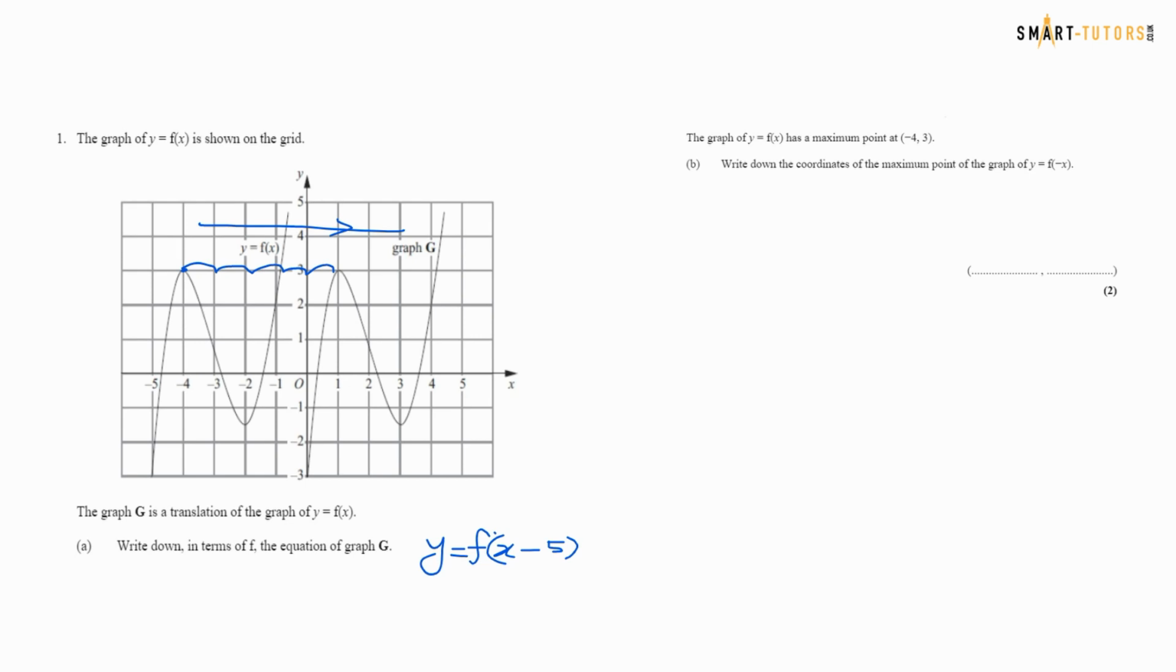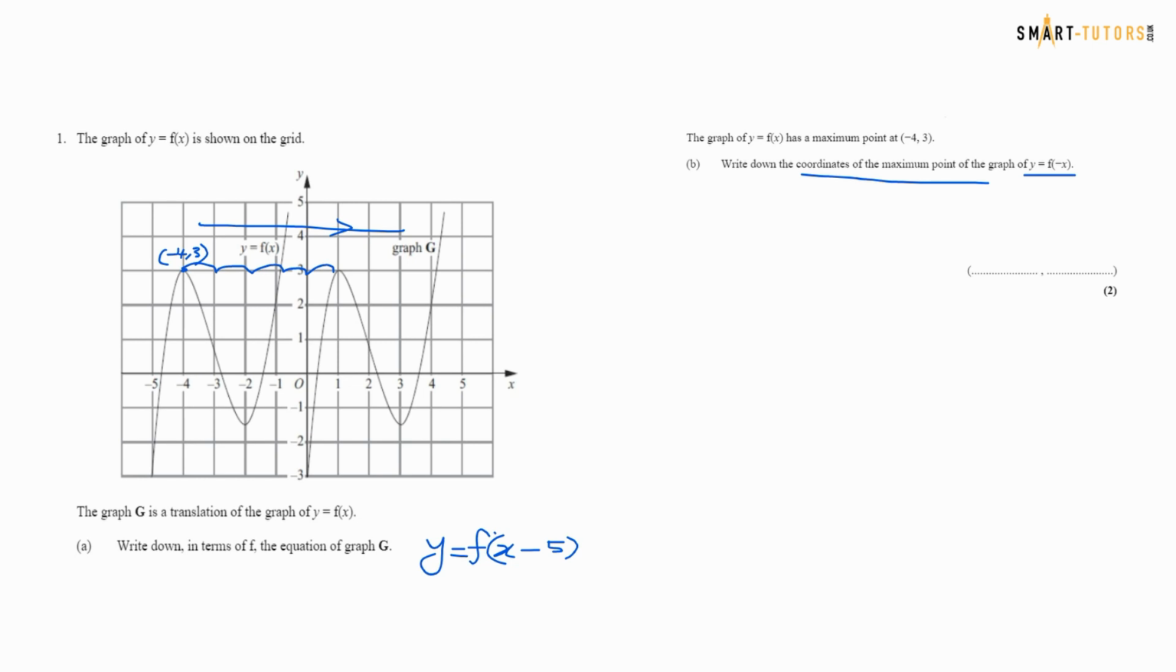So second question, the graph y equal f(x) has a maximum point minus 4, 3. So this is what they're talking about, minus 4, 3. Now write down the coordinates of the maximum point of y equal f of minus x.